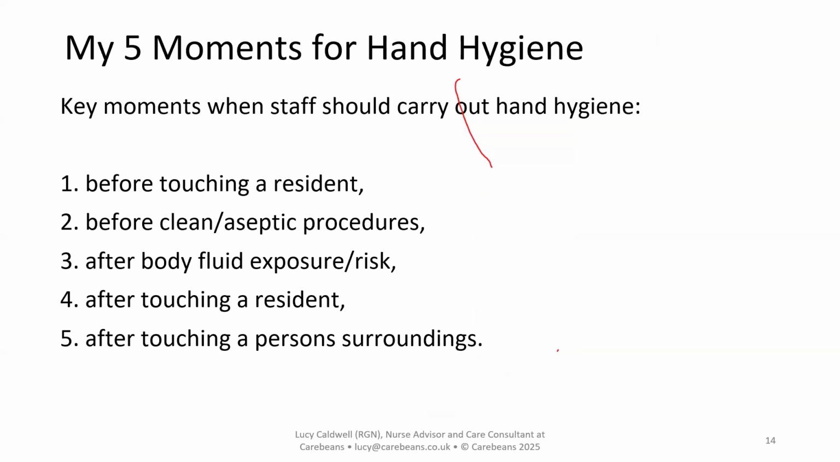So if we do any type of procedure, it needs to be a clean procedure. After bodily fluid exposure or risk, so blood, urine, etc. After touching a resident and after touching a person's surroundings. So it's important that you're using your gel unless your hands are visibly soiled, and then of course you need to wash them, as we've said. But they're the 5 times we should be continually thinking about hand hygiene.